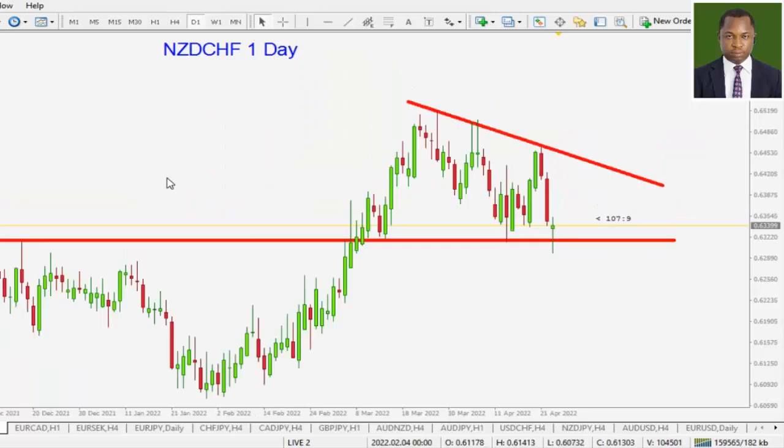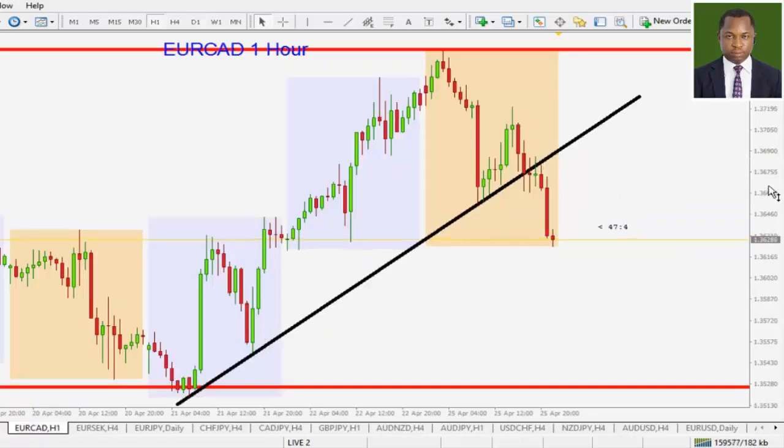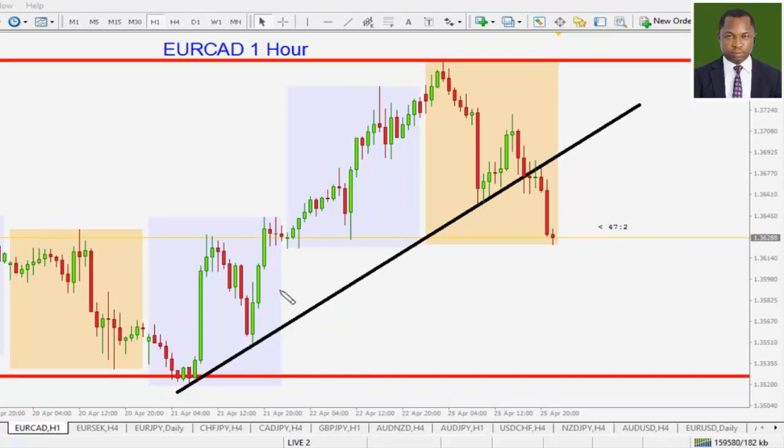The euro against the Canadian dollar. I just want to show you that this pair has broken a rising trend line in the 1 hour time frame. So we'll be following this for tomorrow to see if we get a pullback, then look for our short entries in the euro against the Canadian dollar. So this will be an intraday trade. Hopefully, we'll find the entry by tomorrow.